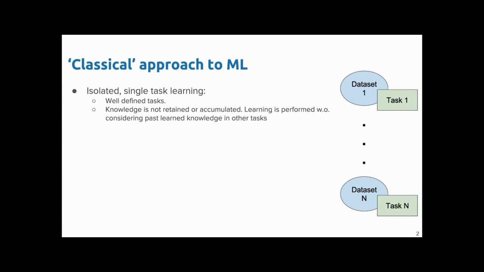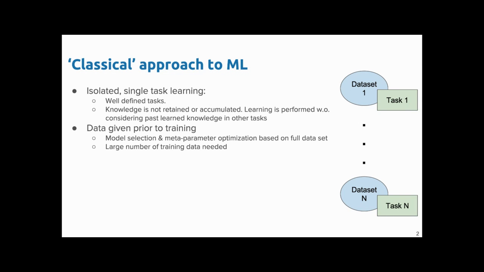And also, learning is performed without considering the past knowledge of other tasks. Another limitation is that you often require the data to be ready prior to the training, because your model selection or hyperparameter tuning is all based on the full data set being in place. And often a large amount of training data is needed, as we've seen this issue a lot throughout this course of the semester.